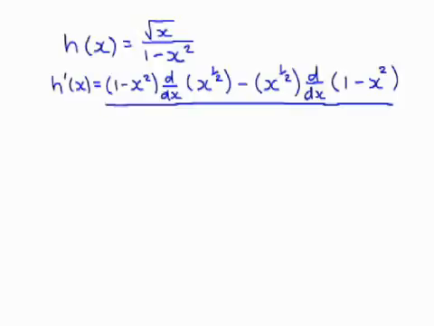And then that is all divided by g of x squared. Well, since g of x is 1 minus x squared, you can see that in the denominator I would have a 1 minus x squared all being squared.